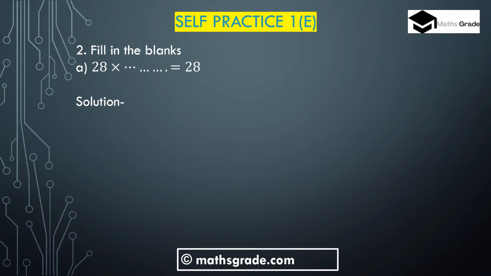Now question number 2. Fill in the blanks. Part A: 28 multiplied by which number is equal to 28? We know any number multiplied by 1 is that number itself. So 28 multiplied by 1 is 28. So the number will be 1. And this property is known as the multiplicative identity. 1 is called the multiplicative identity.